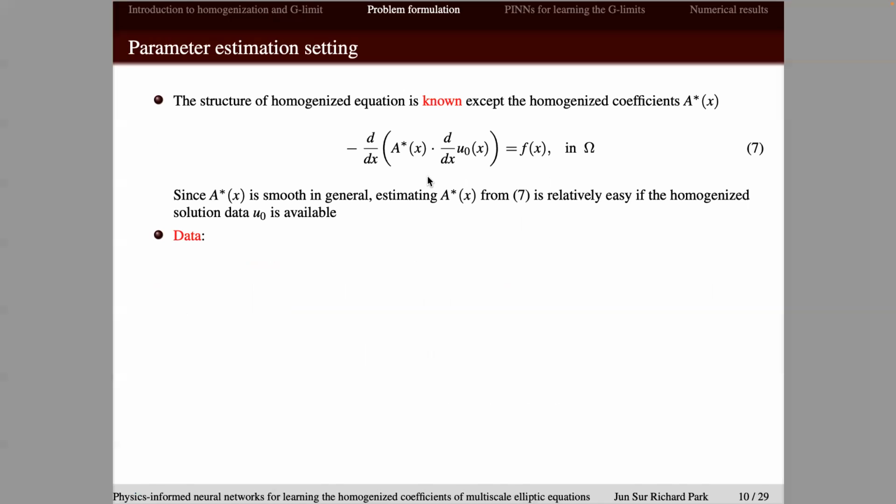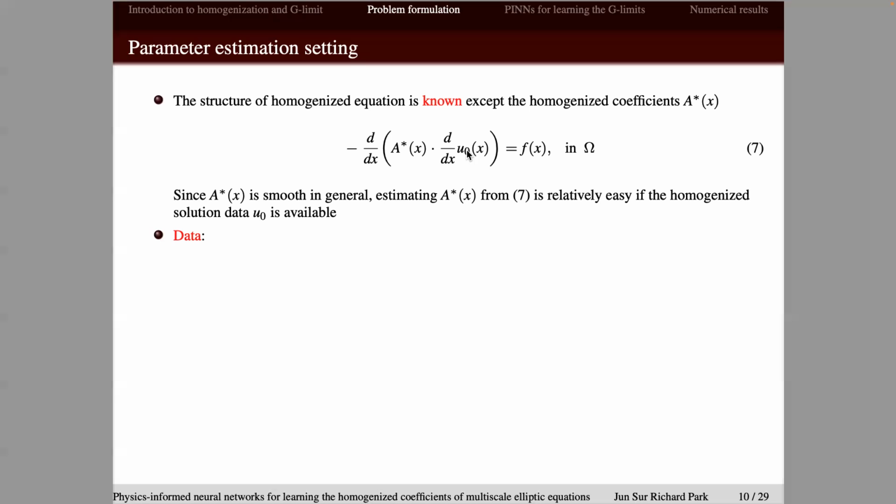Based on the theory of homogenization of elliptic equations, we know the form of the homogenized equation. The only thing we don't know is this guy, the G limit in it. So we want to recover this G limit using some data, using some inverse problem. The natural way to think of this inverse problem of recovering the G limit is to use the corresponding solution data, which is the homogenized solution data. That's the natural choice.